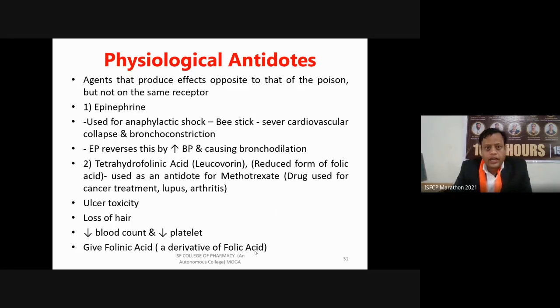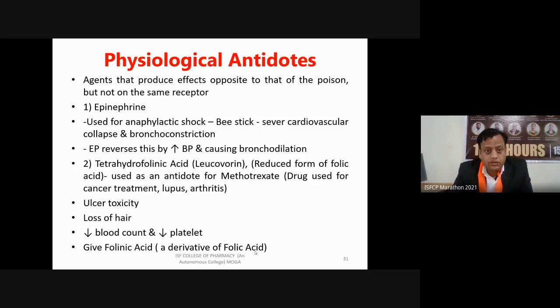Next is physiological antidotes. These agents produce effects opposite to the poison, but not on the same receptor. So physiological agents include those agents that produce an effect opposite to the action of the poison, but they do not act on the same receptor. It includes epinephrine. Epinephrine is used for anaphylactic shock, that is, severe cardiovascular collapse and bronchoconstriction.